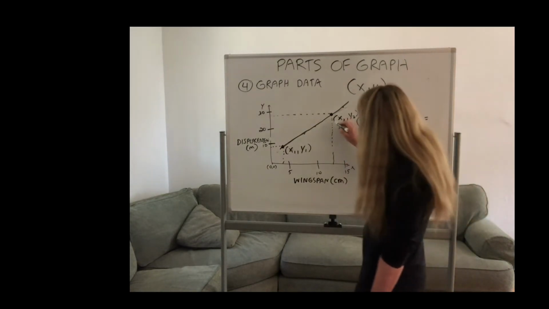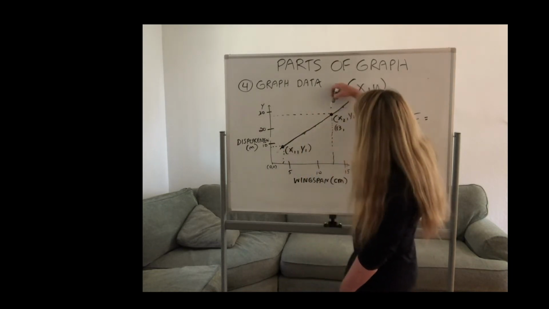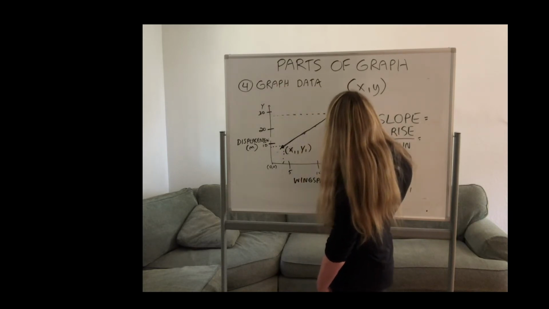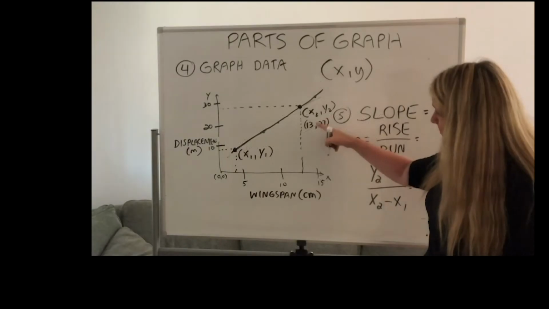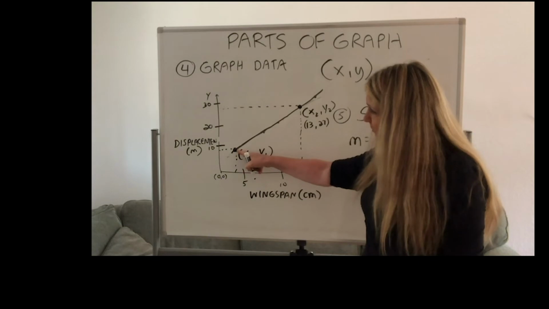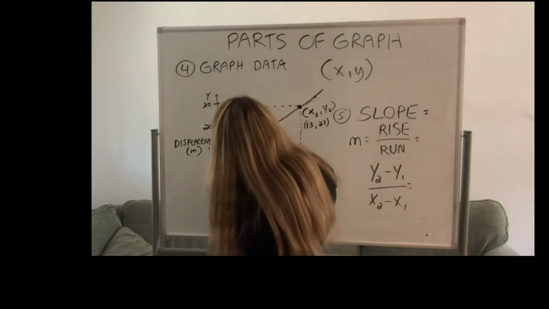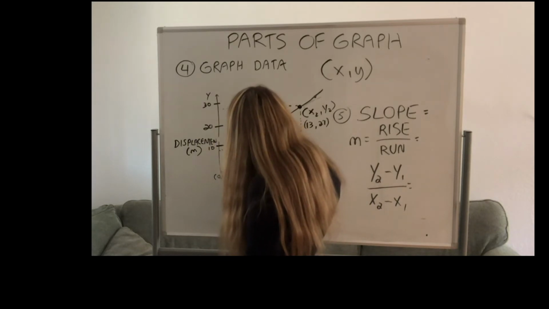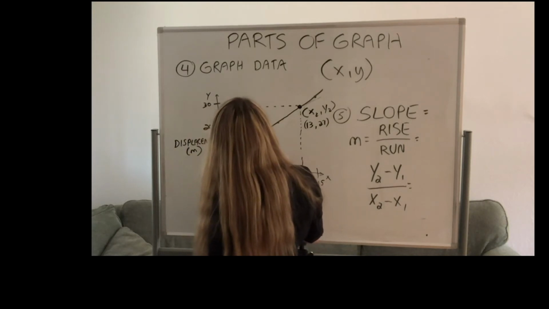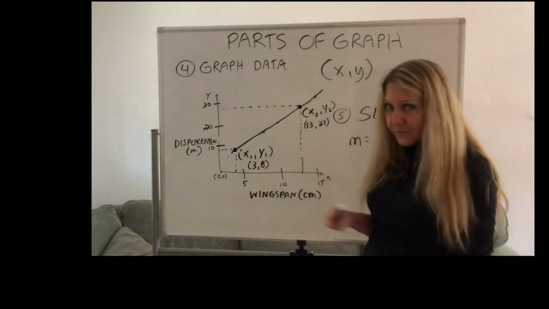So x2 is about 13. Y2 then is about 27. So x2 is 13, y2 is 27. Now let's go over here and find out what this point is. Let's say x is 3 and y is about 8. So x1 is 3, y1 is 8.